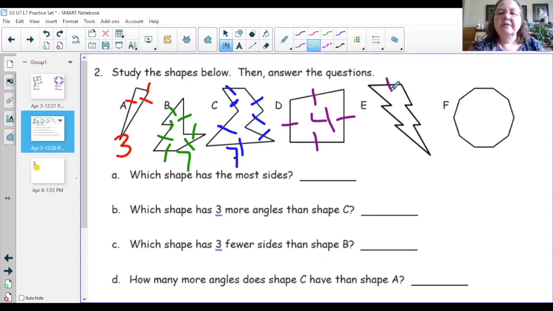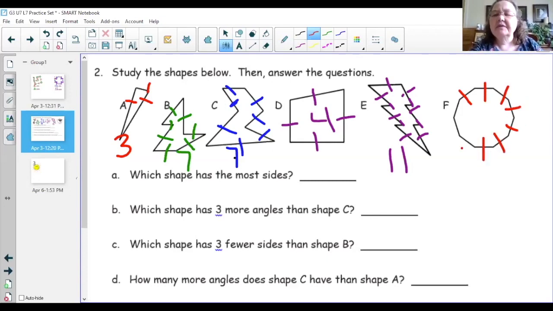1, 2. Oh, I got to get that little one. 3, 4, another little one. 5, 6, 7. Oop, there's that little one. 8, 9, 10, 11. This one is 11. And let's count this last one. 1, 2, 3, 4, 5, 6, 7, 8, 9, 10.